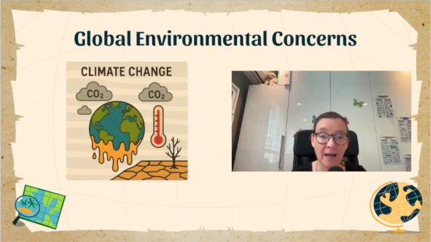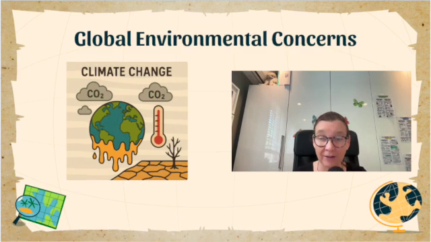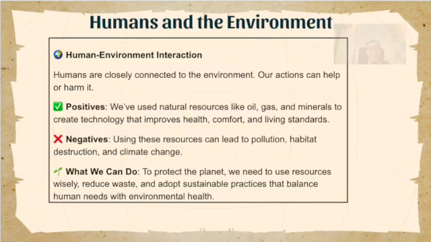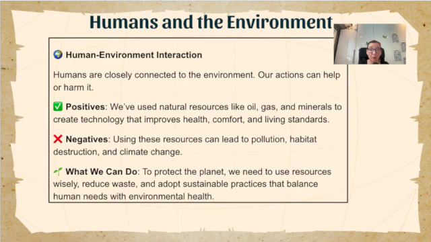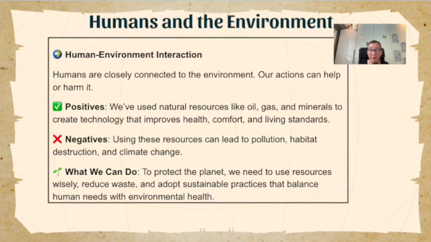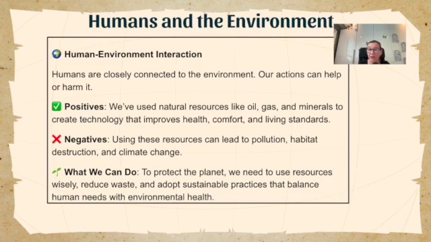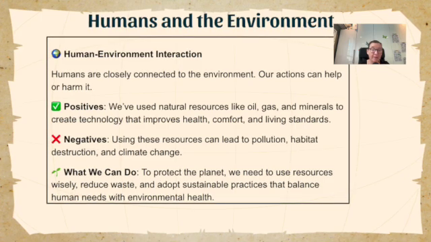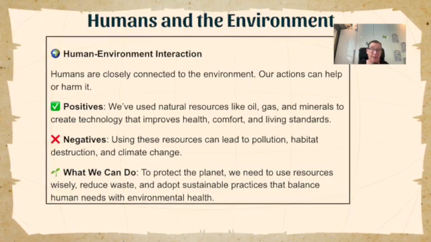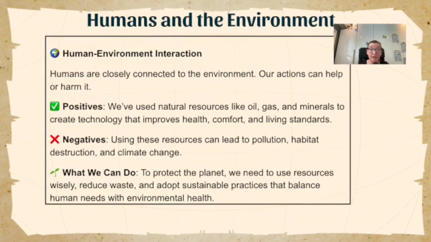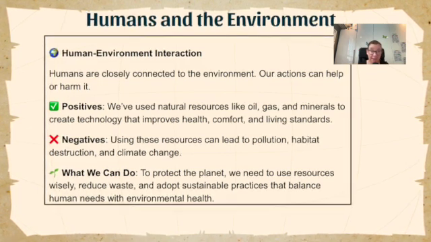So for the exam, make sure you can provide both a clear definition and real-world examples for all of these concerns. So we know humans are deeply connected to the environment, and our actions can both help and harm the planet. On the positive side, we've used natural resources like oil, gas, and minerals to create technology that improves health, comfort, and living standards. But there are also major negative consequences. Overusing these resources can lead to pollution, habitat destruction, and climate change.